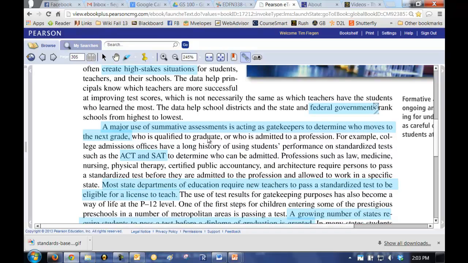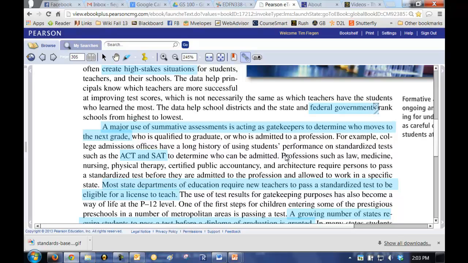A major use of summative assessment is acting as gatekeepers. And that's a key word. It's a gate. Nobody wants to be the gatekeeper, but unfortunately, with these grades and things, we make lots of determinations, and it tends to be the gatekeeper. Who moves to the next grade? Who graduates? Who's admitted to the profession? Who gets to go into the College of Ed? Who wins prizes? Who gets scholarships?